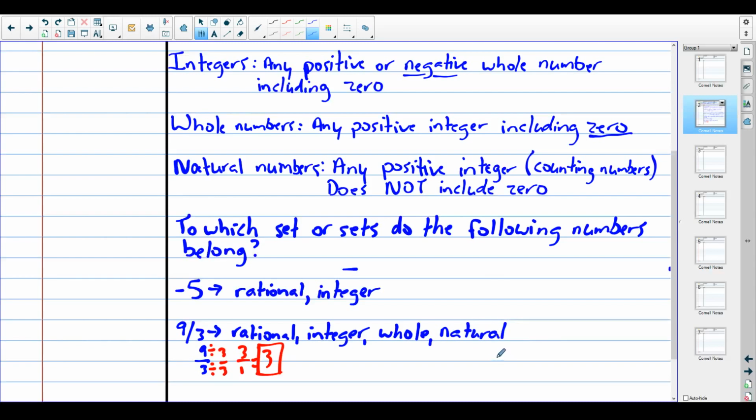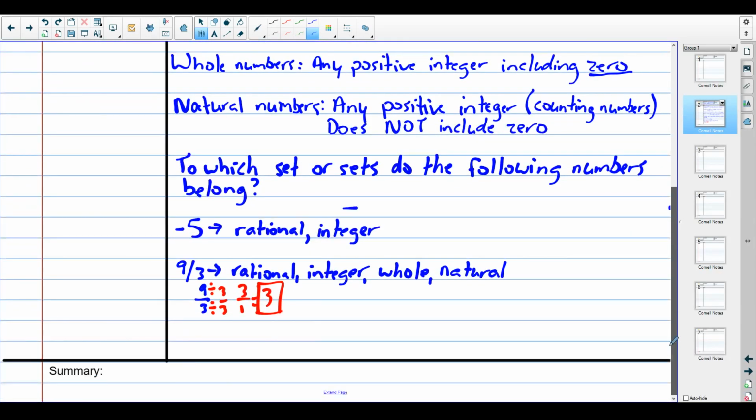Okay. So if it's a natural number, another way to think of this, if you don't want to go top to bottom, you can also start at the bottom and be like Drake, work your way up. If it's a natural number, it has to be a whole number, has to be an integer, has to be rational. So anytime you see that it's a counting number, it's going to be all 4.